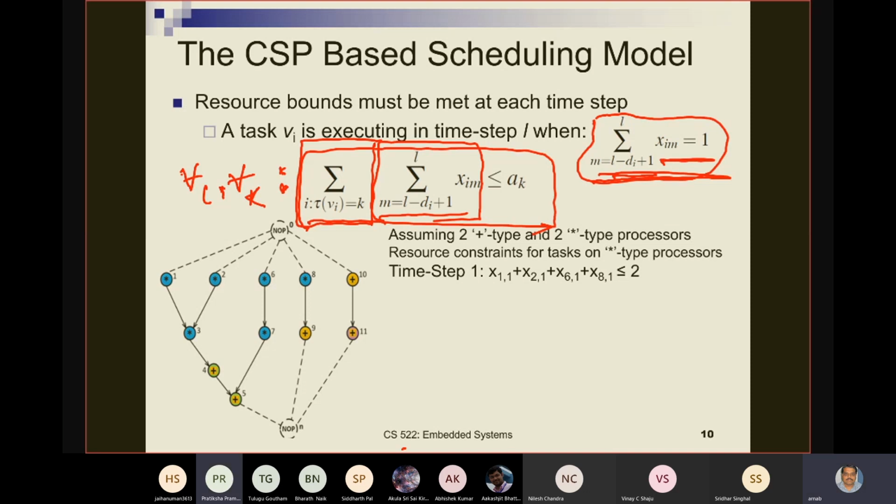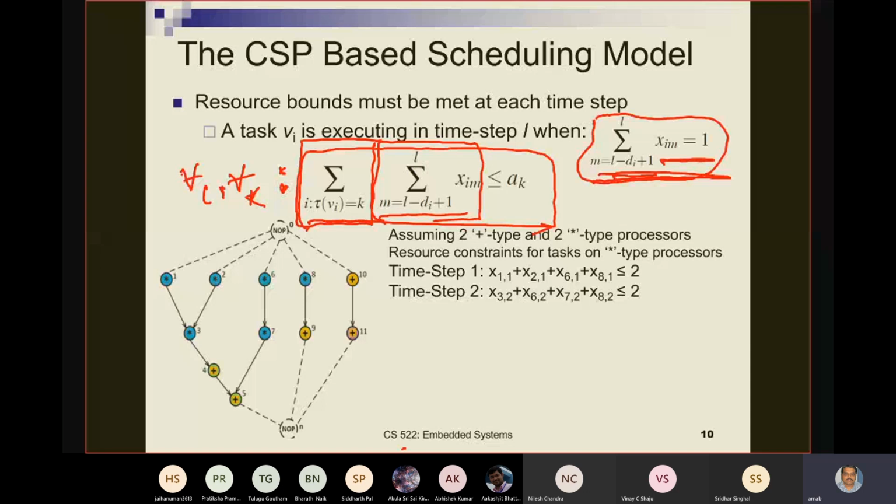Yes, sir. I got this, it means that either x11 or x21 can be started simultaneously, or x11 or x61, or x11 or x81, any of the two tasks. Any one, any two, less than or equal to. So none at all is also okay. So 0, 1 or 2, at most 2.